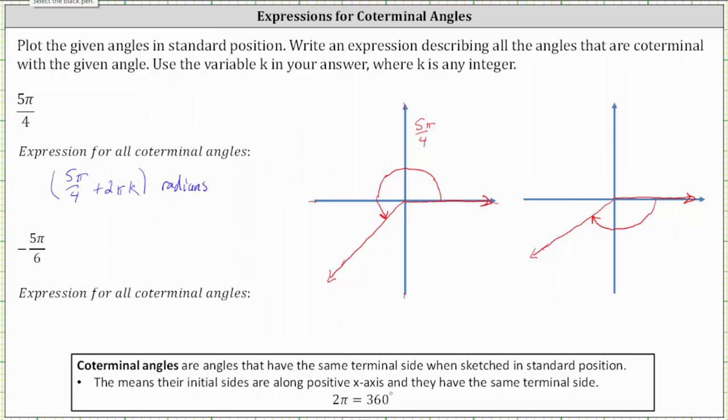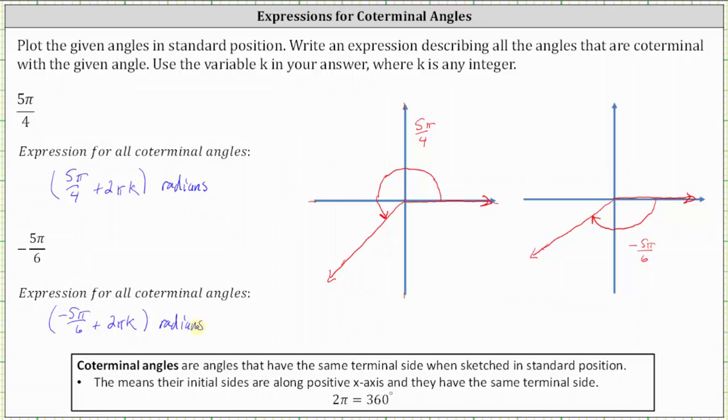For the least positive coterminal angle, we would start along the positive x-axis and rotate counterclockwise to the terminal side of negative 5/6 pi radians. And we can find this angle by adding 2 pi radians to negative 5/6 pi radians. The expression for all the angles that are coterminal to negative 5/6 pi radians is negative 5 pi divided by 6 plus 2 pi k, where again the units here, of course, are radians.